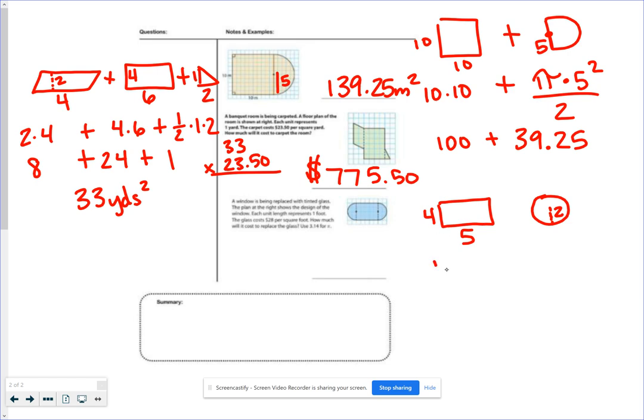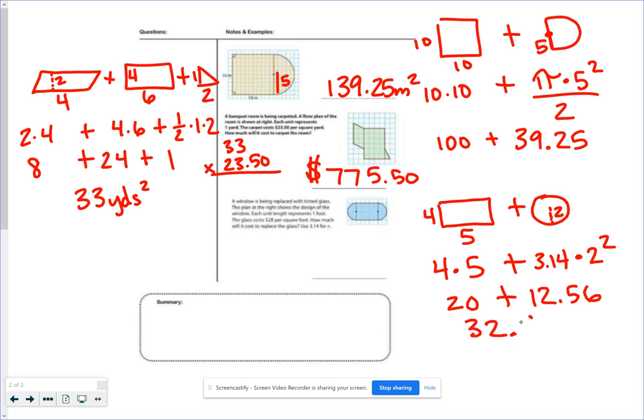So that's our radius, which is very important. Now, how do you find the area of a rectangle? 4 times 5. We're going to add these two together, plus the area of a circle, which is 3.14 pi r squared, times 2 squared. All right, 4 times 5, that is 20, plus 2 squared is 4, times 3.14 is 12.56. And when we add those two together, we get 32.56.